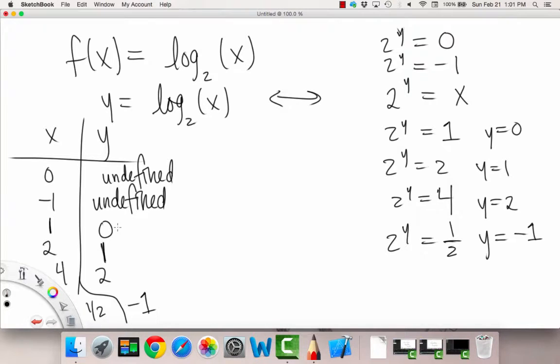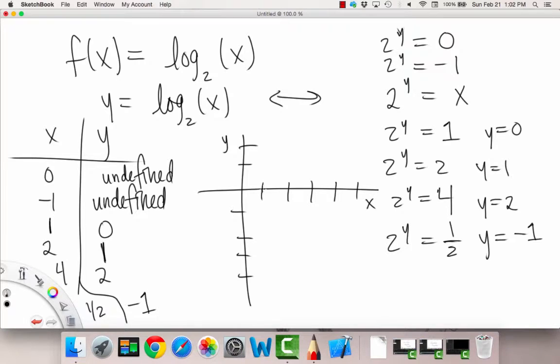So now what we're going to do is just graph some of these points. Let me do that in the space right here. So we have something like this. So here's x and here's y. And we have something like 1, 2, 1, 2, 3, 4, 1, 2, 3, 4, 5. Okay, so let's graph our points. So 0 and negative 1 are undefined, so let's not do anything on the left right now. Let's just graph the points that we know.